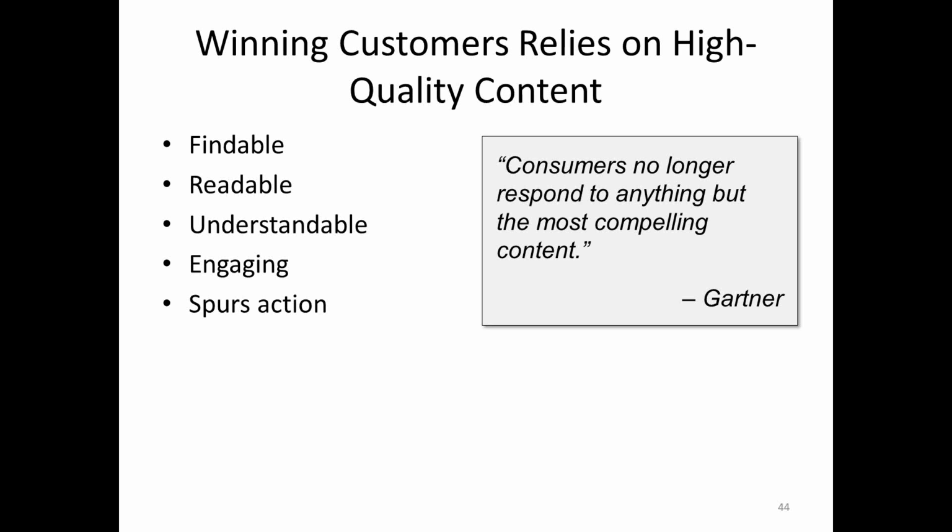They won't respond to anything unless it's of high quality. And these are the dimensions of quality that I believe are important. Change this list if you think something else is, but you've got to be able to find it. You've got to be able to read it and understand it. Ideally, it connects with you in some way. It uses a tone of voice, an informal, warm style that actually talks to you as a human being and not at you. And because of all of those things, it spurs action. It gets you to do something. That's what great content is.